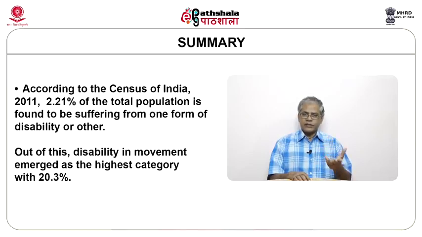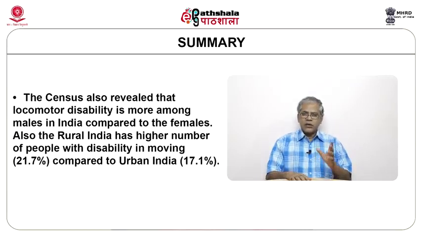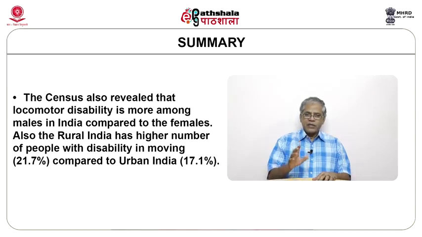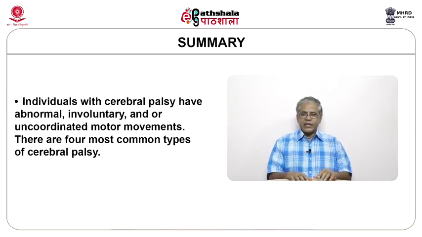of disability or other. Out of this, disability in movement emerged as the highest category with 20.3%. The census also revealed that locomotor disability is more among male in India than among the females. Also, the rural India has higher number of people with a disability in moving compared to the urban India. Individuals with the cerebral palsy have abnormal, involuntary, and or uncoordinated motor movements.